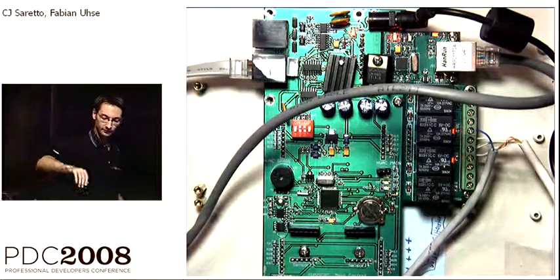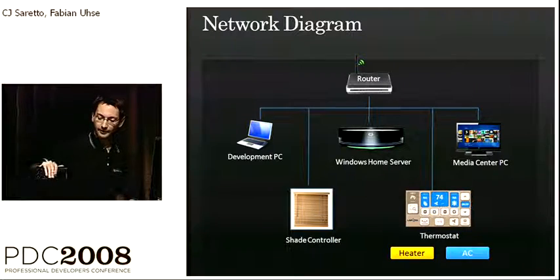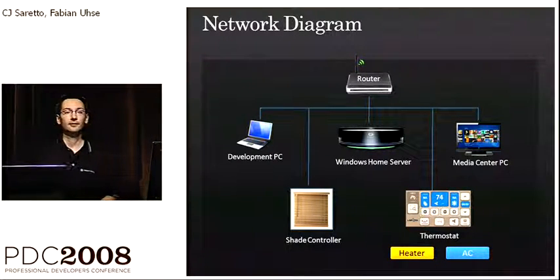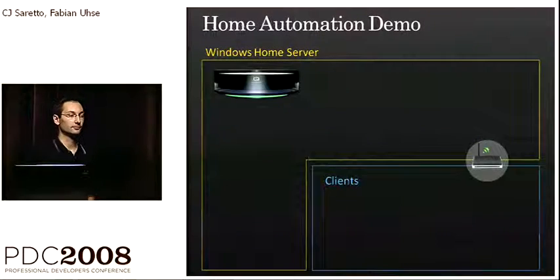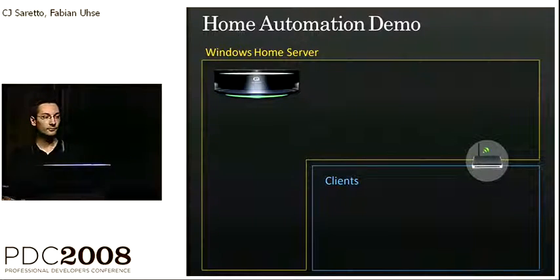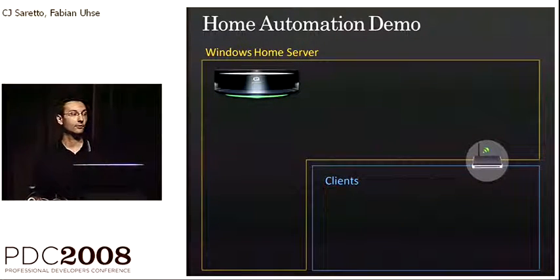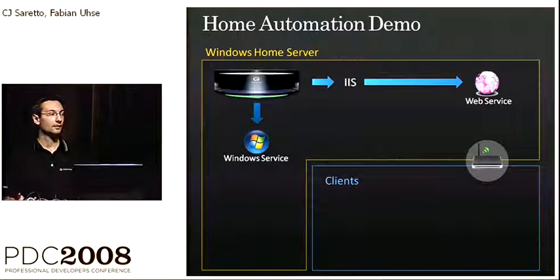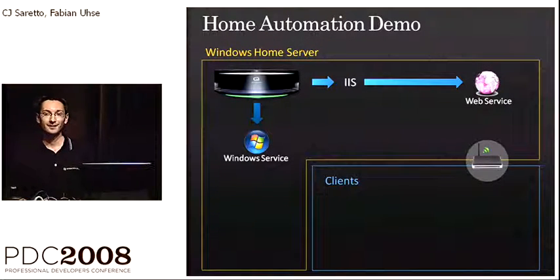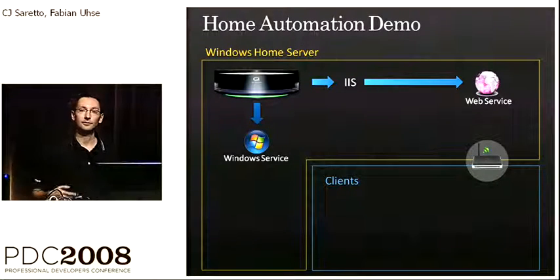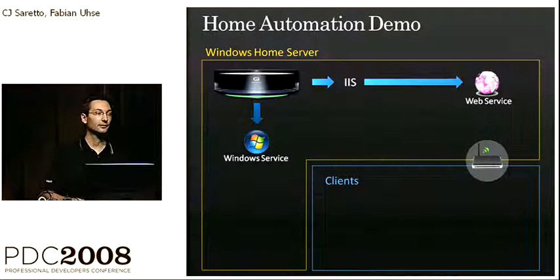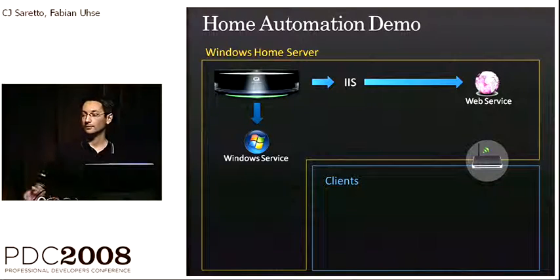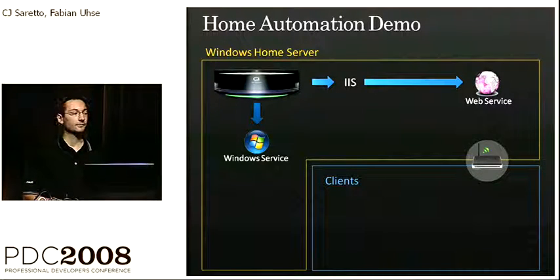Let me switch back to the slides. I want to show you how we actually implemented our solution. You can see the Windows Home Server as a central brain of our home. What we did was stand up two services. The first is a Windows service, which is the very brain of our house. It's a long-running service. It runs 24/7 and has all the logic we need to operate those devices.